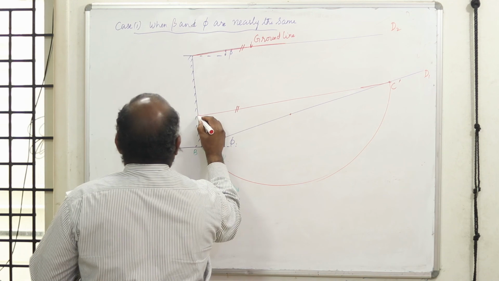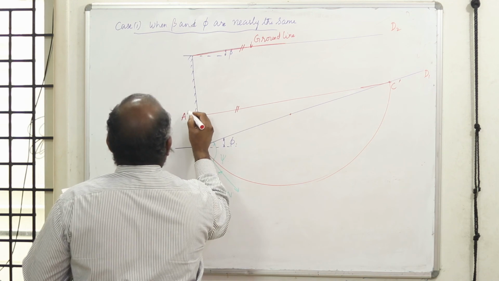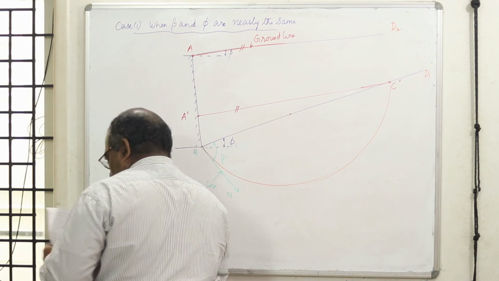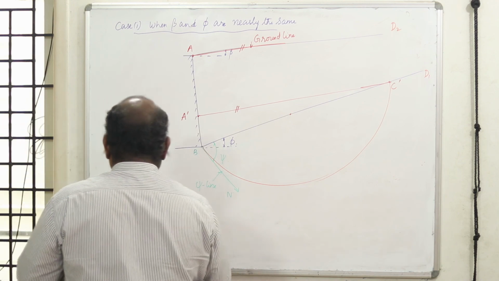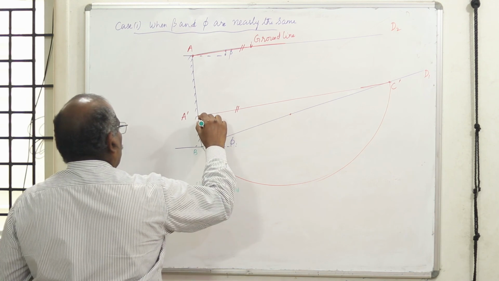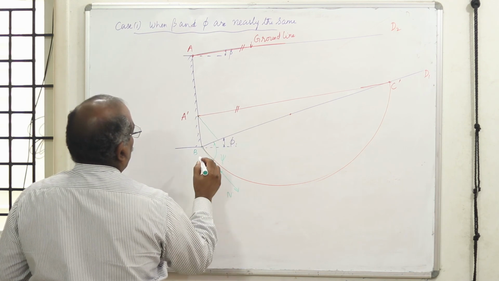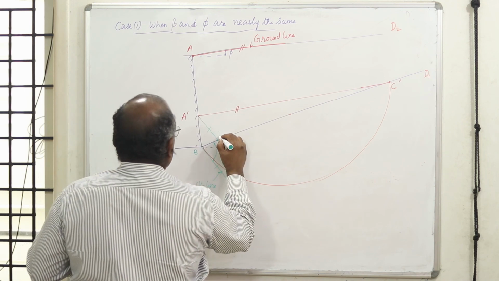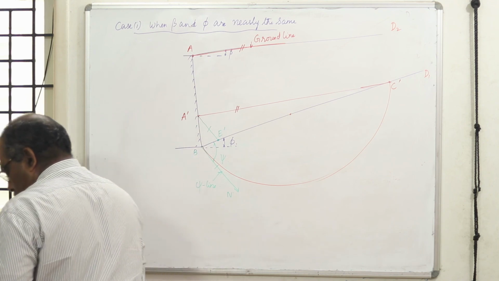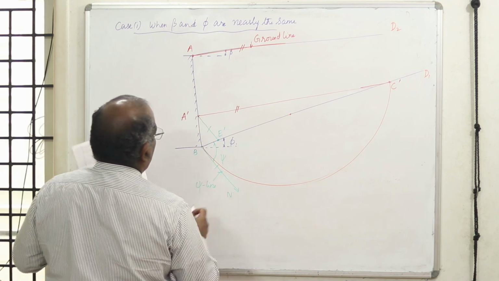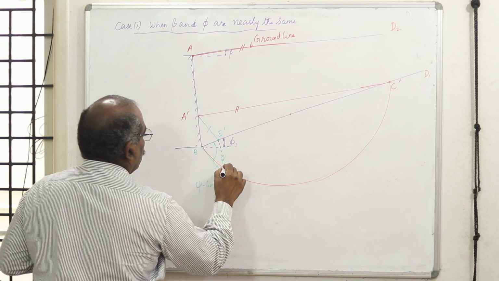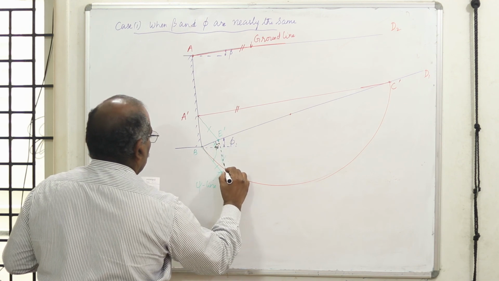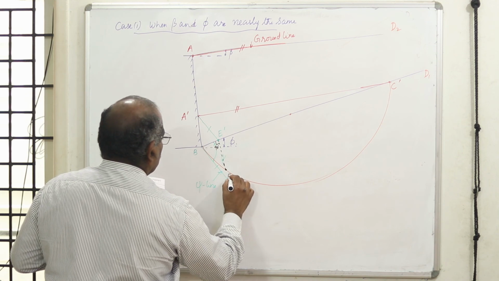Now once I draw this, I get a point. Let me call it A dash. This is A. Now from A, I draw a line parallel to BN. Once I get this point, let me call it E dash. Then I draw a perpendicular. This is 90 degrees. I will get a point F dash.